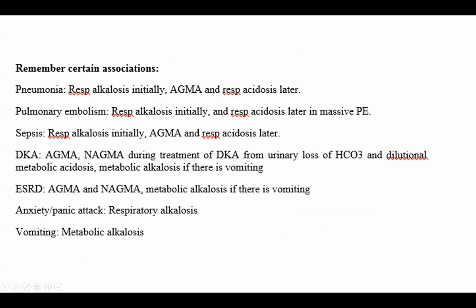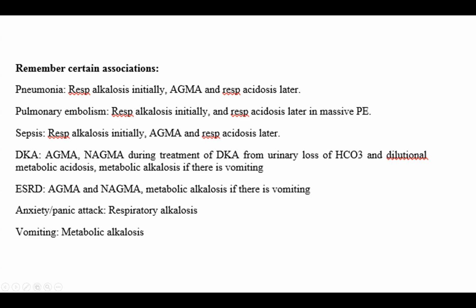So in pneumonia, initially, the patient will be breathing hard, getting rid of PCO2. So they get respiratory alkalosis. And if they become septic, if there's lactic acidosis, then they get anion gap metabolic acidosis. Then if they get really sick, they get tired of breathing, and now they start retaining PCO2, so they get respiratory acidosis.